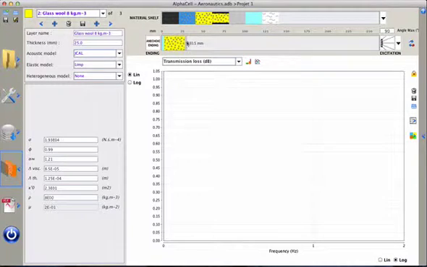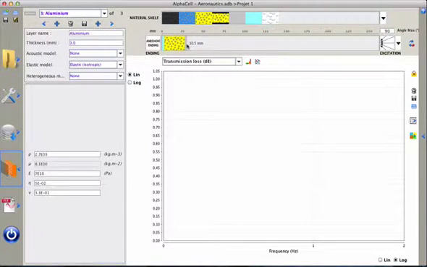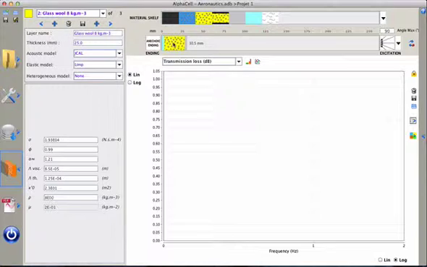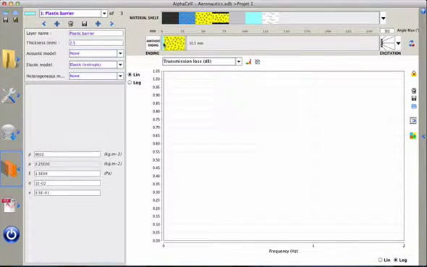So here we have a three-layer system which is supposed to represent some kind of partition of a fuselage of an aircraft with an aluminum plate of thickness 3 mm, a glass wool with a mass density of 8 kg per cubic meter and a thickness of 25 mm, and finally a plastic barrier of a thickness 2.5 mm. And we can compute the sound transmission loss of this system.